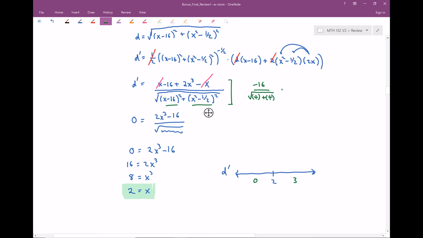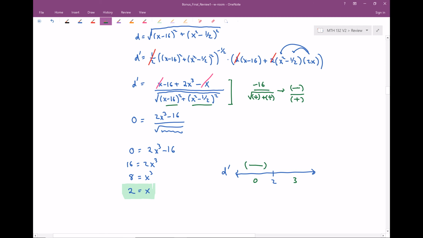So I have a negative on top divided by a positive on bottom. So therefore, at 0, the derivative will spit out some negative value. Again, I don't particularly care what negative value it is, only that it's negative.